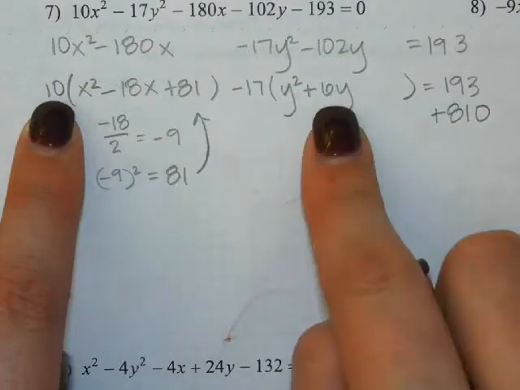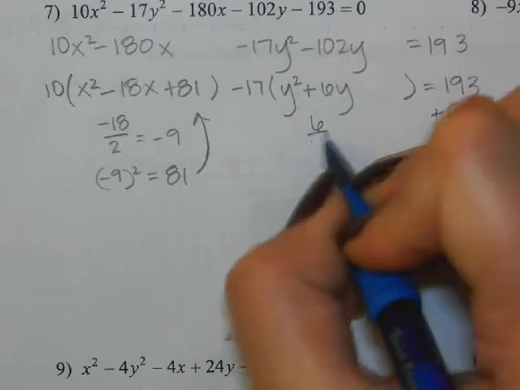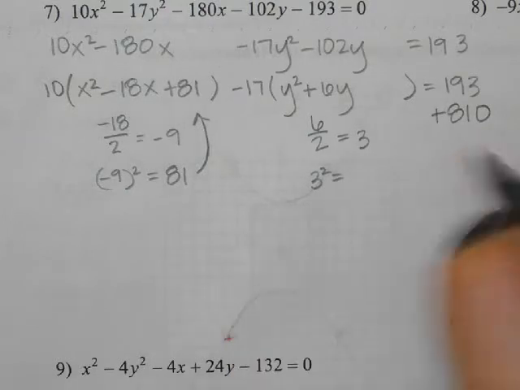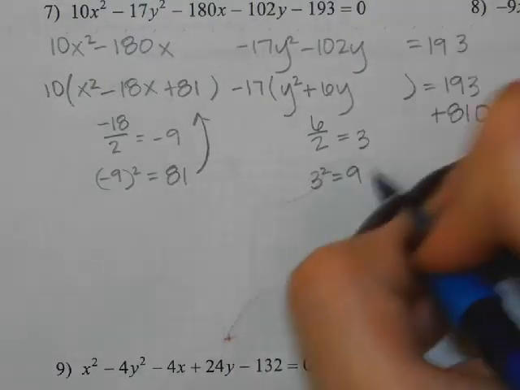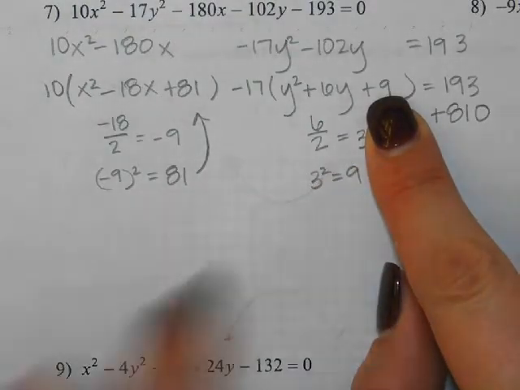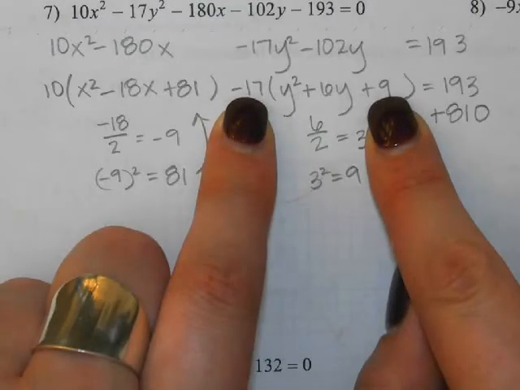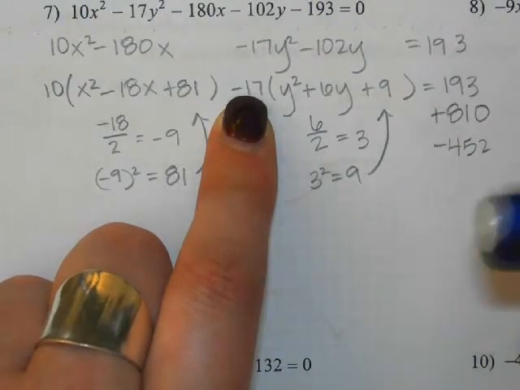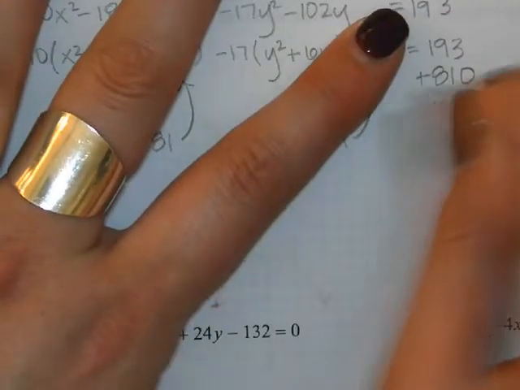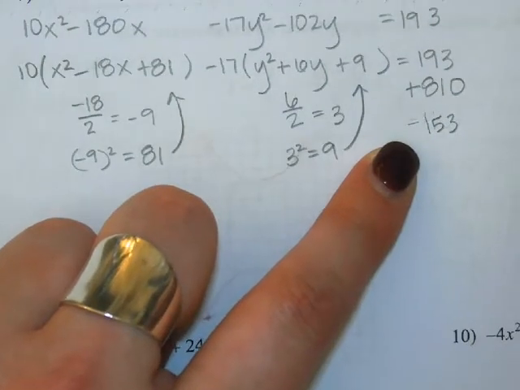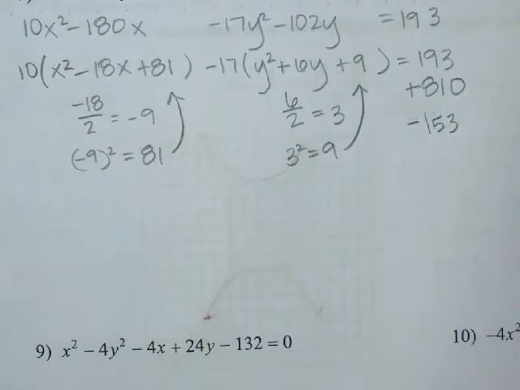Then we have to do the same thing for the y's. So 6 divided by 2 is 3. 3 squared is 9. So I'm going to go ahead and complete the square. But we didn't really add 9. We really added negative 17 times 9. Negative 452? That was bad hearing. Okay. Negative 153, you guys said? How did I hear 452? I was like, they better be doing it because I'm not calculating anything.